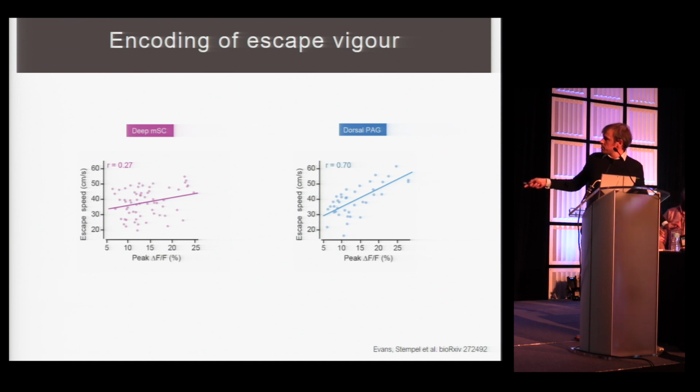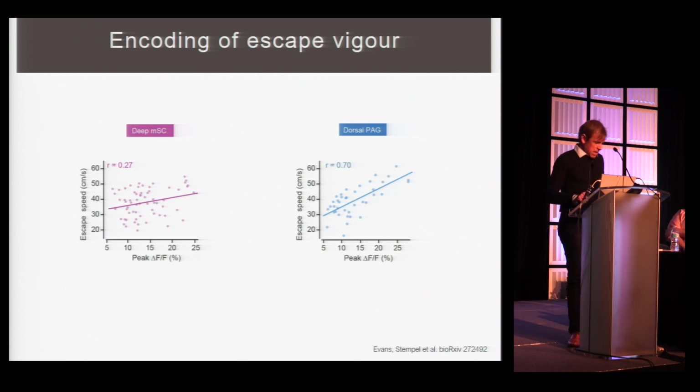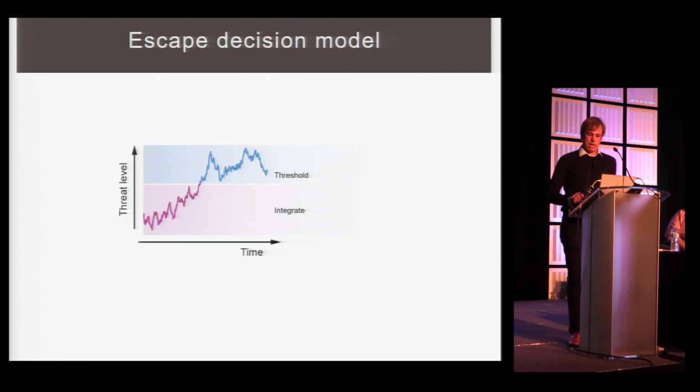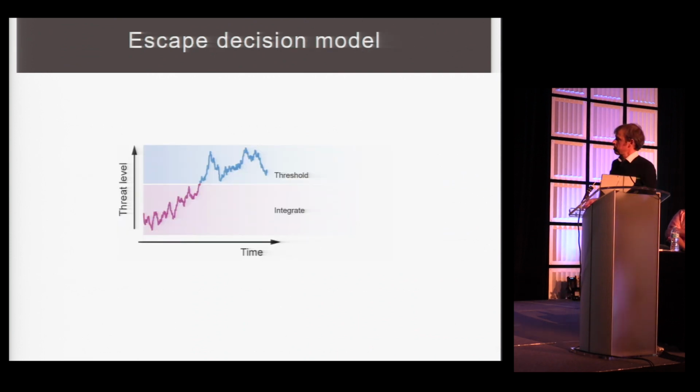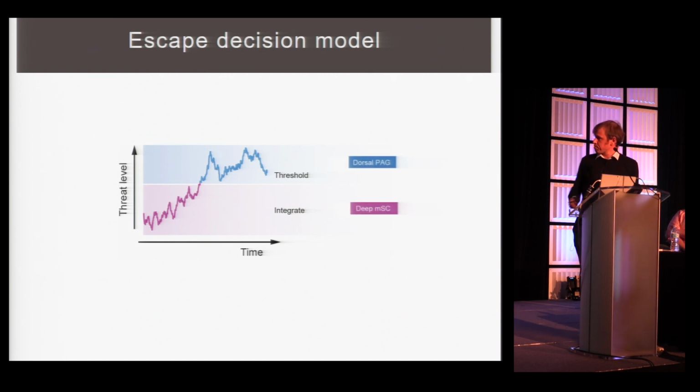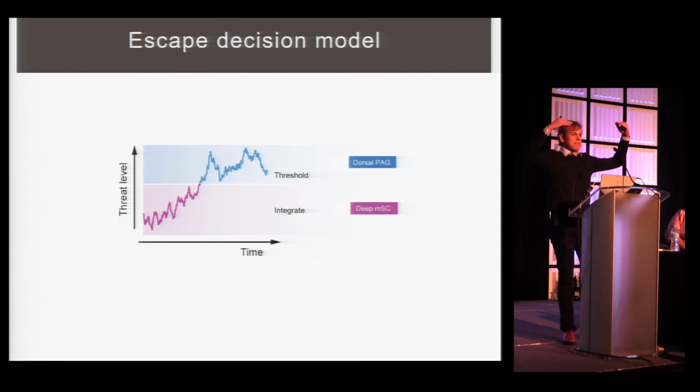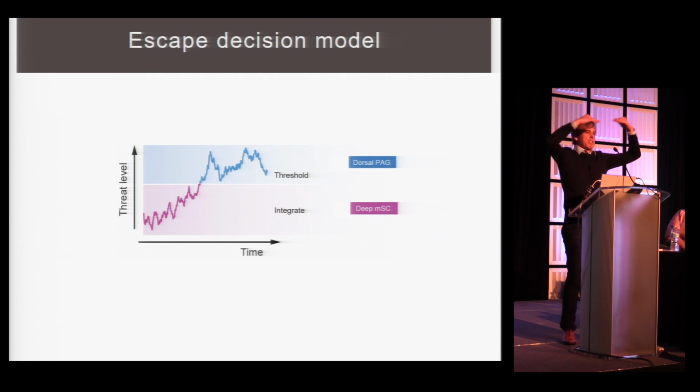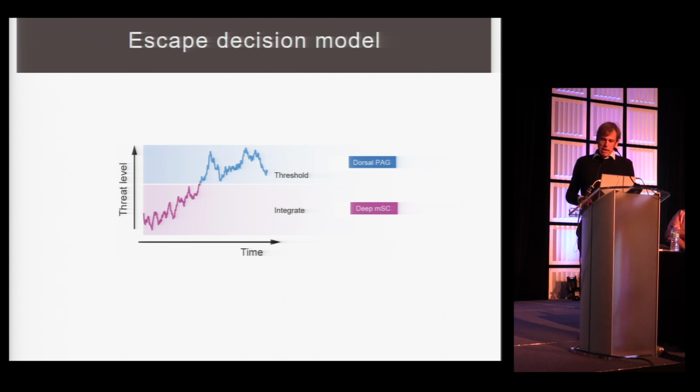And in addition, there's a decent correlation between the peak calcium activity and the vigor of the escape, so the speed of escape, which is much stronger for the periaqueductal gray than for the colliculus. So in the framework of our very basic model, it's almost a toy model, really, this data would suggest that the superior colliculus might be involved in the threat integration, or accumulation of threat evidence process, whereas the activity in the dorsal PAG represents the result of this thresholding operation of the threat evidence.